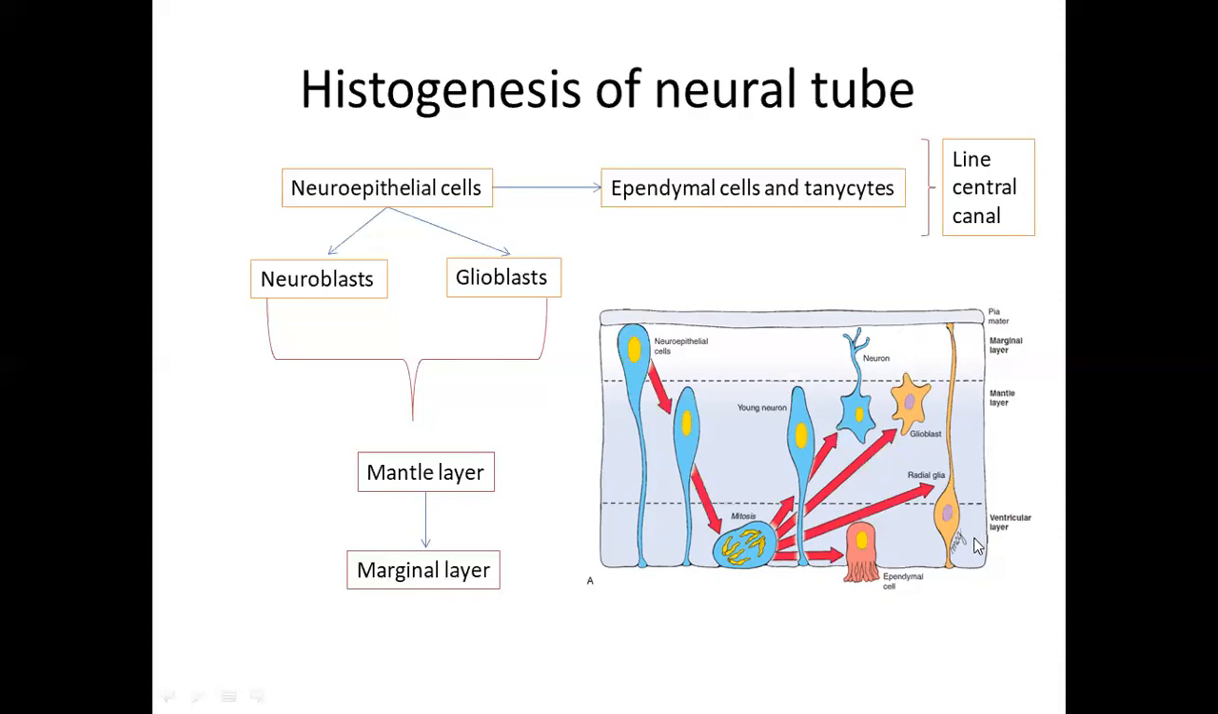So mainly the neural tube will now get differentiated into three layers: a ventricular layer lined by the ependymal cells and some of the tanycytes. Then is the mantle layer, which is made up of neuroblasts and glioblasts; both the cells are differentiating. And then is the marginal layer, which is mainly made up of myelinated nerve fibers, mainly containing the ascending and the descending tracts. Now this arrangement remains the same throughout the neural tube till the brain stem, except in case of the brain.